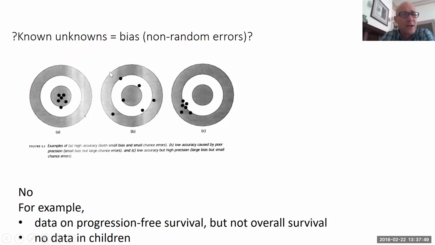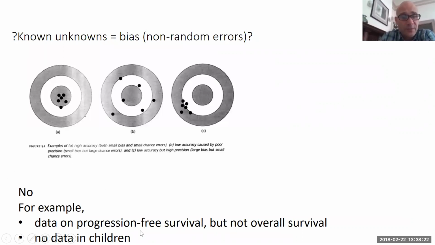It's bigger than bias. I'm sure you've all seen diagrams like this in Introduction to Epi courses, where they're making the distinction between bias, which are systematic or non-random errors, and chance or random errors. So with that mud map, the obvious question is, are the known unknowns just bias? And the answer is no. It also includes data that are just missing, and we don't know if they're biased or not. We just have no data at all.